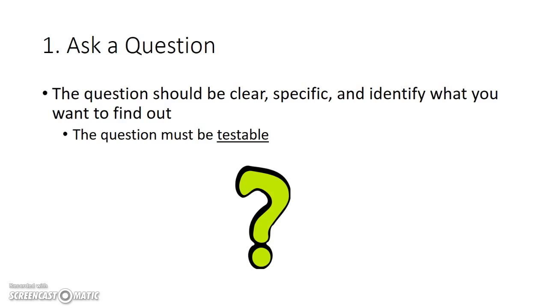So the first step in the scientific method is to ask a question. And the question should be clear, specific, and identify what you want to find out. And it must be testable. Testable means that if you do a scientific experiment, you can find the answer by doing that experiment.